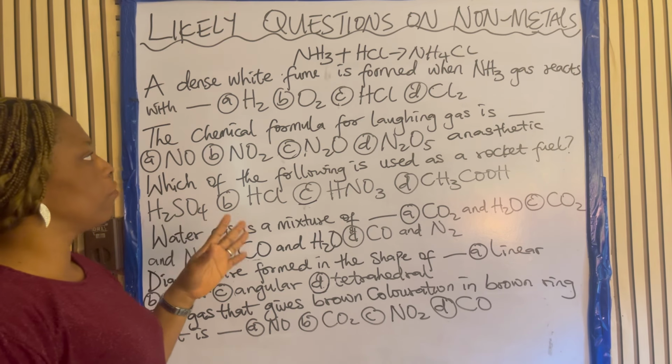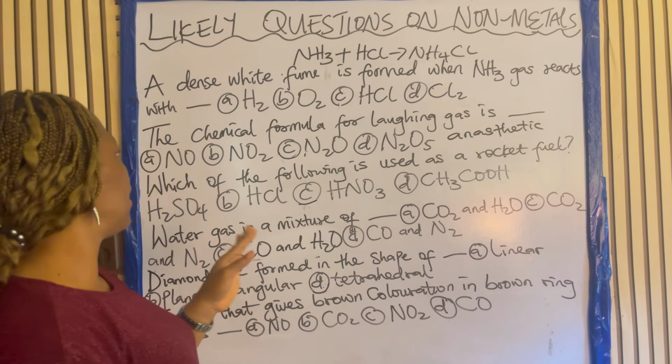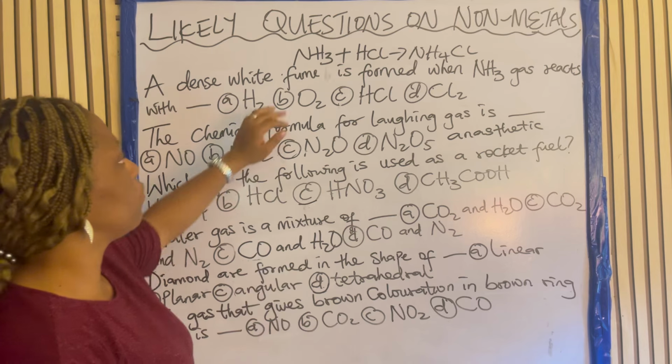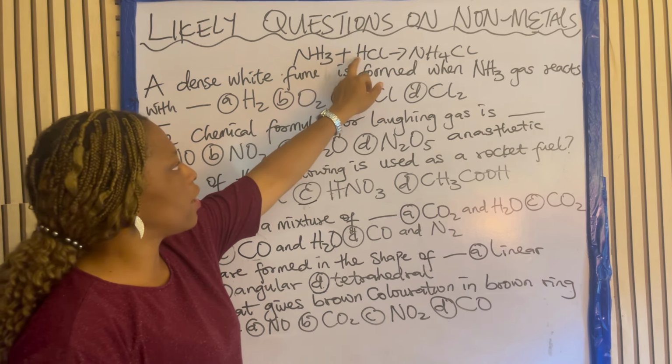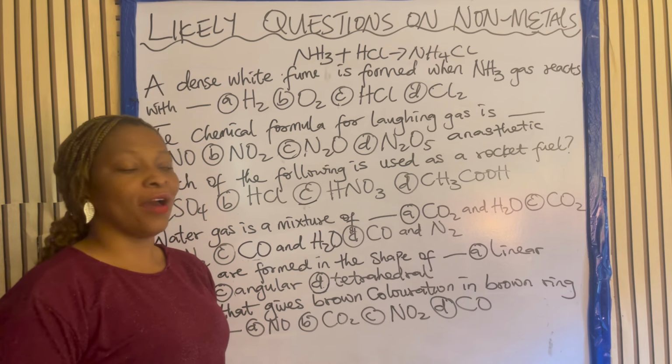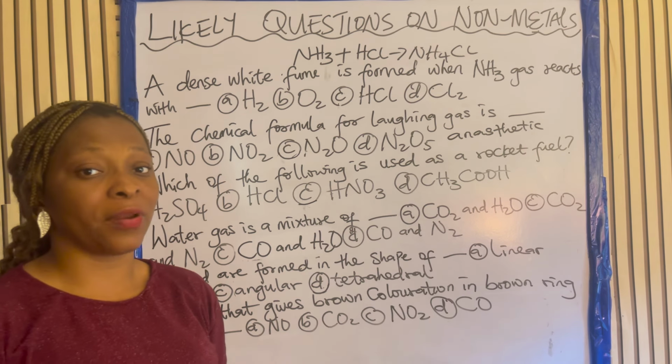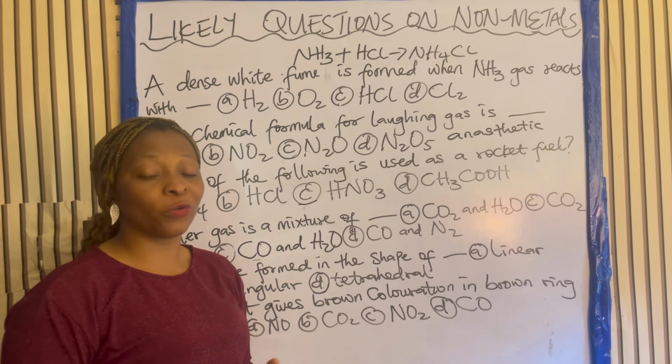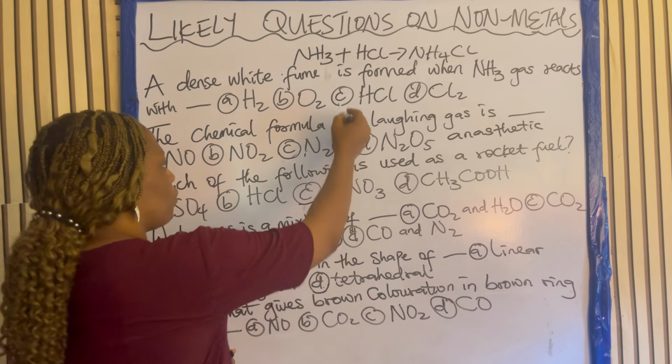Let's look at more questions. A dense white film is formed when ammonia reacts with what? From the equation I've written here, ammonia reacts with hydrogen chloride to give us ammonium chloride. Now, this ammonium chloride, of course, is separated using the sublimation process. So the answer is hydrogen chloride.